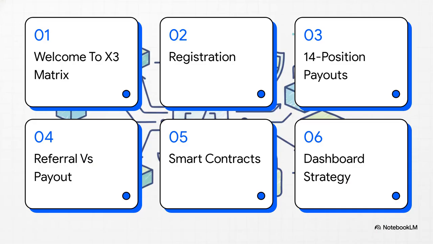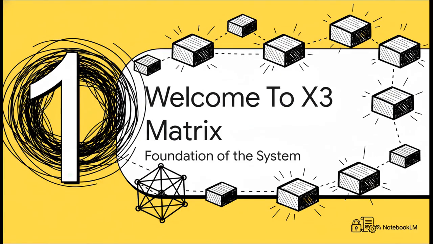Let's get to it. So here is our roadmap for today. We'll start with a welcome to the X3 matrix, cover registration and basic qualifications, break down the 14-position payout engine, explore referral versus payout trees, discuss smart contracts and security, and wrap the whole thing up with dashboard navigation and strategy.